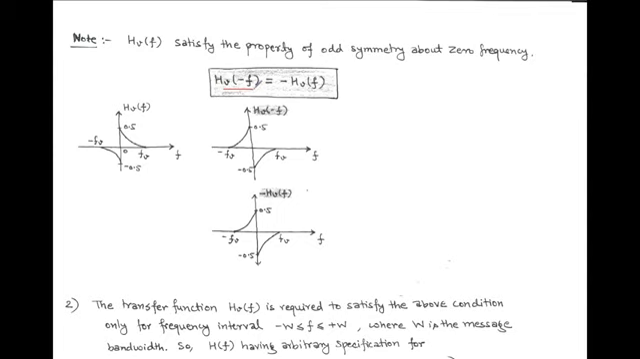Also, for the right hand side, we take the translation of amplitude level and we get minus HV(f). Now, as we see from the figure, the frequency translation and amplitude translation are the same. So, we conclude that the transfer function HV(f) follows the property of odd symmetry about zero frequency.